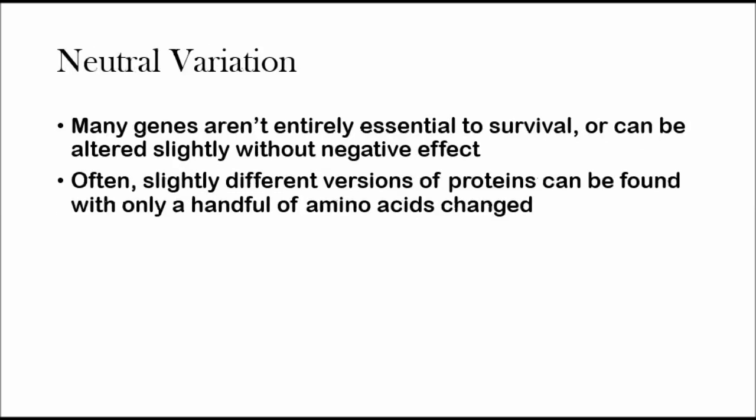There's also a last thing that maintains genetic variation. That's called neutral variation. Many genes aren't entirely essential to survival, or can be altered slightly without negative effect. Often these slightly different versions of proteins can be found with only a handful of amino acids changed. So sometimes you can get a new gene which doesn't really do anything, and so natural selection won't select for it, but later, if the environment changes, then that gene can actually become useful. So that's what neutral variation is.